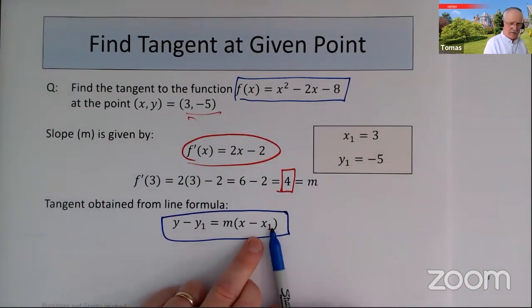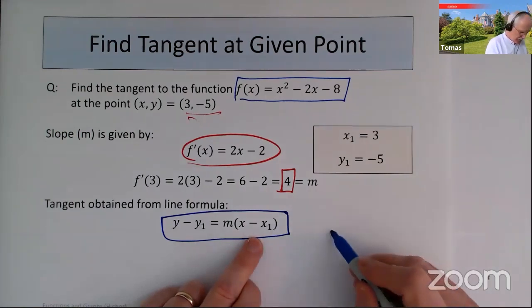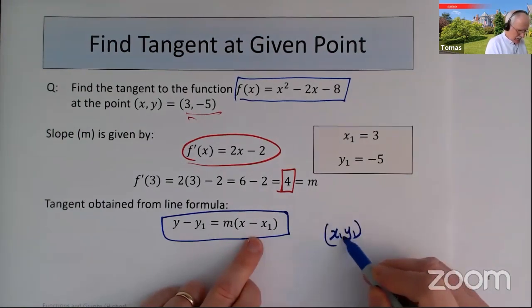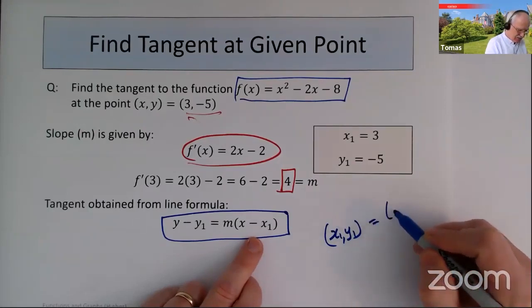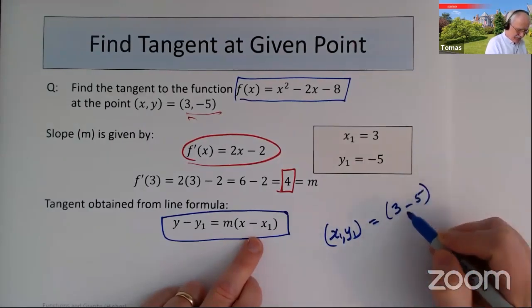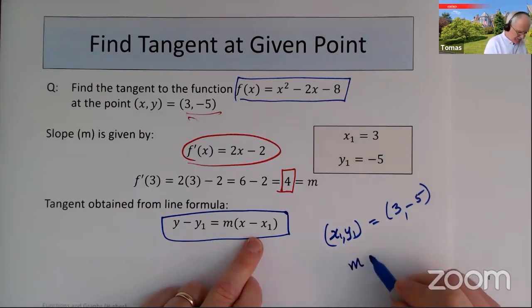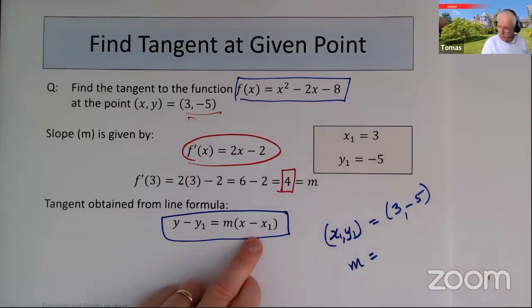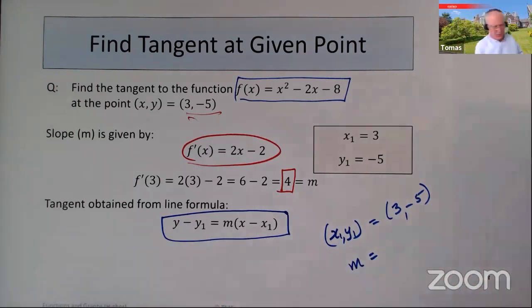Really what it's saying is, if you have a point, x1, y1, that you know is on a line, in this case, we know it's 3, minus 5. And if you also have a slope, you can draw a line. You can draw the equation.